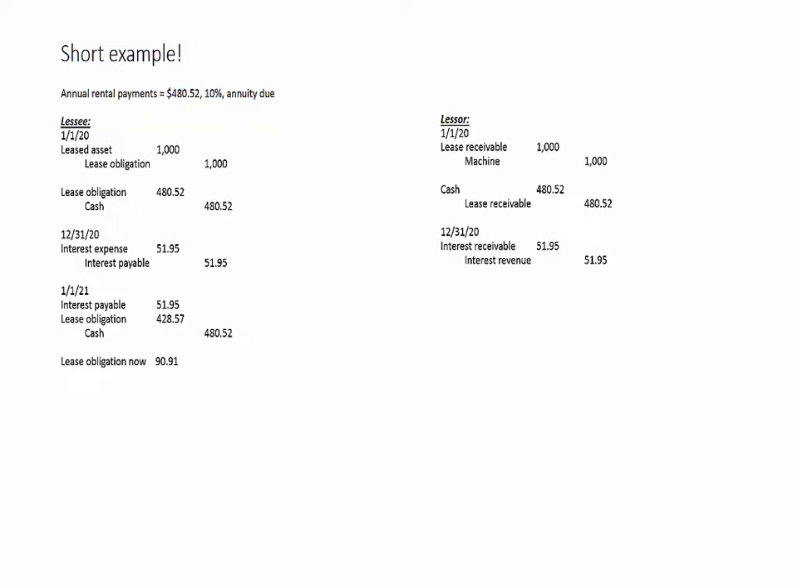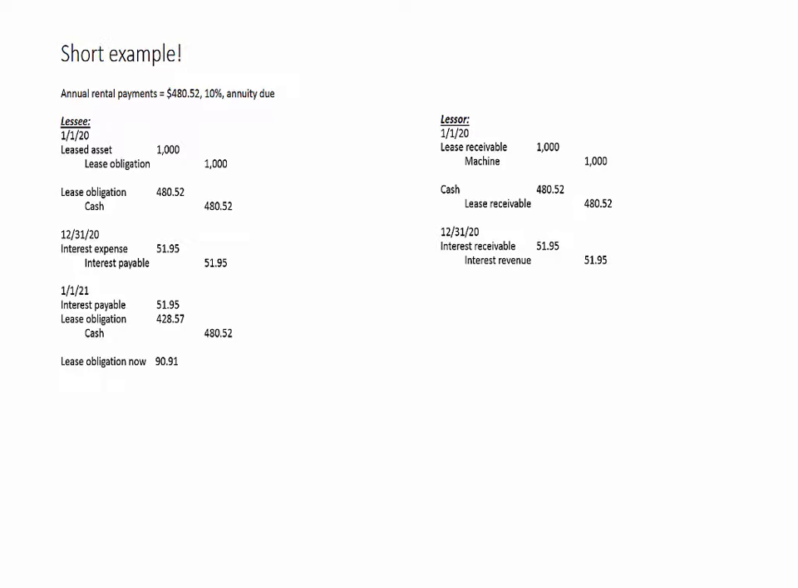The next morning, the lessee makes their second payment of $480.52, and again, what they're doing with that is they're paying off the accrued interest from the night before, and they're paying down another $428.57 of their lease obligation. The lease obligation is now $90.91.